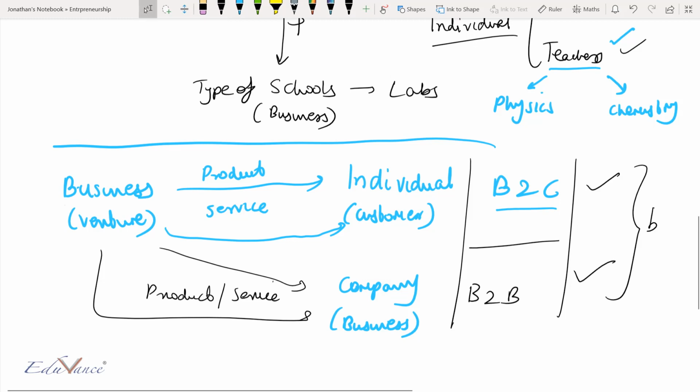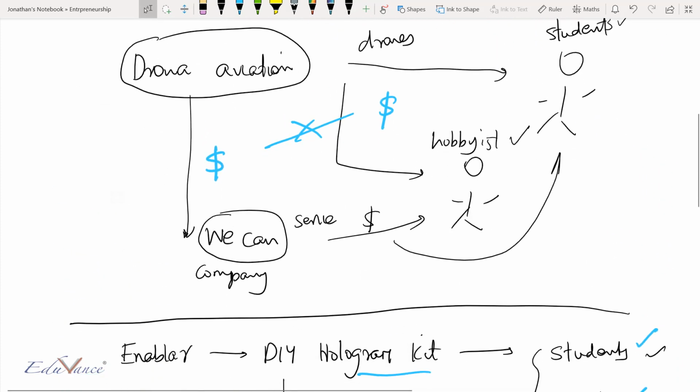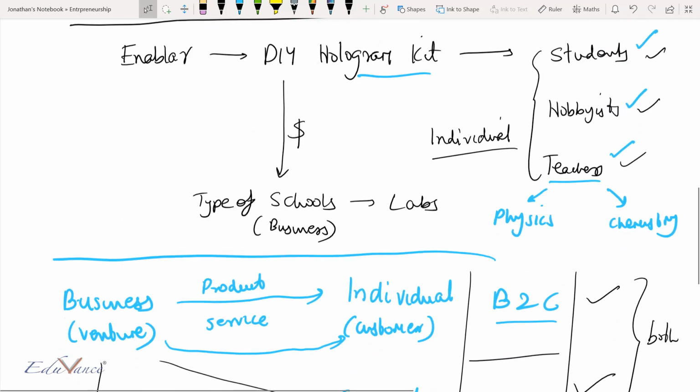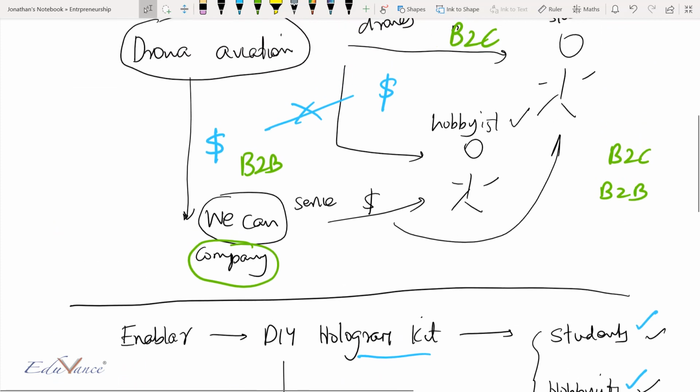You could be both. So as we saw in the previous cases, here in Drona's case, they are selling drones to students who are individuals. So this makes it B2C. And since they are also selling to another company here, which is Wecan Education, this makes it B2B. And in this case, they are both B2C as well as B2B. So you got to understand this, that you can be both at the same time.